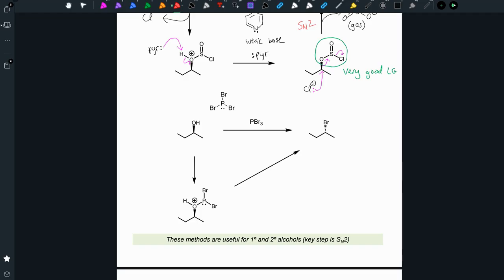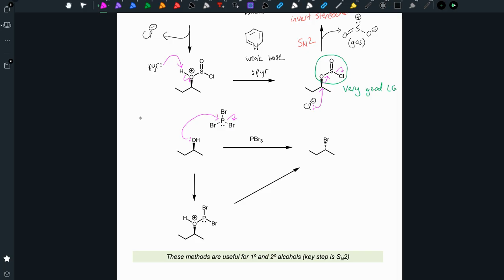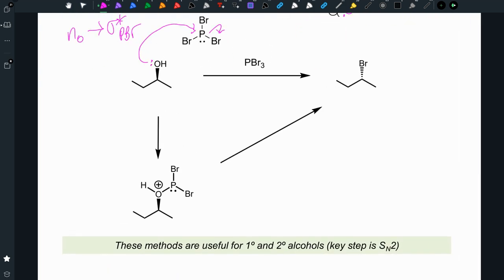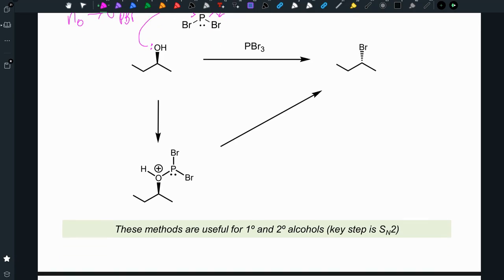PBr3 does something very similar. In this case, the only difference is, instead of attacking sigma star SCl, the lone pair on oxygen is attacking sigma star PBr. And we're not producing a gas. We're not producing that SO2 gas in this case. We're using Br minus as our nucleophile in the second step. It is a better nucleophile, so we don't need as great a leaving group for this to happen.